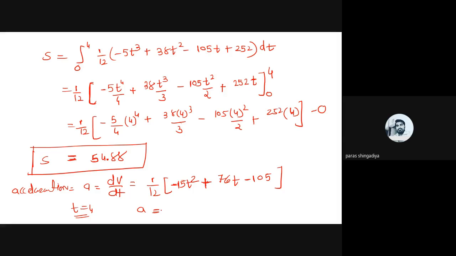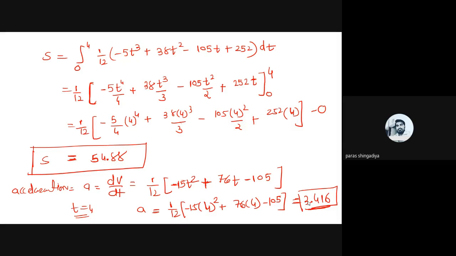After replacing t equal to 4, that means minus 15 into 4 square plus 76 into 4 minus 105, you solve it and you will get the answer 3.416. That is the acceleration for this velocity data. 3.416.